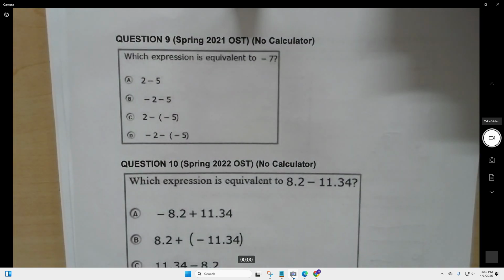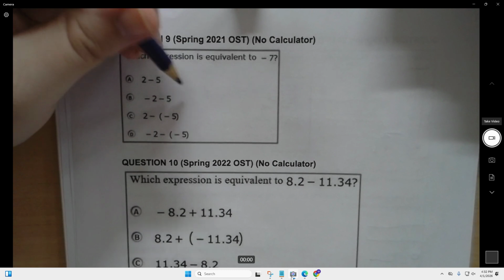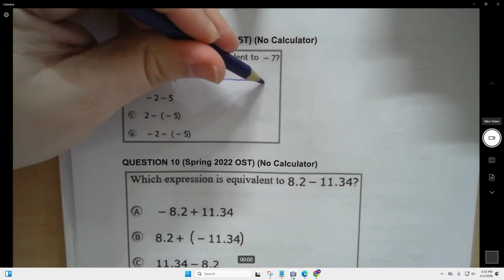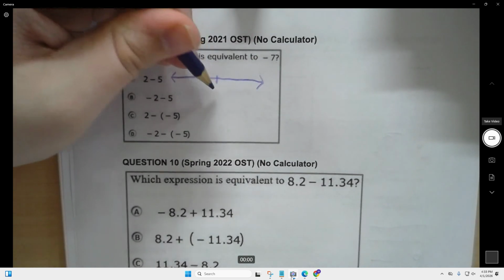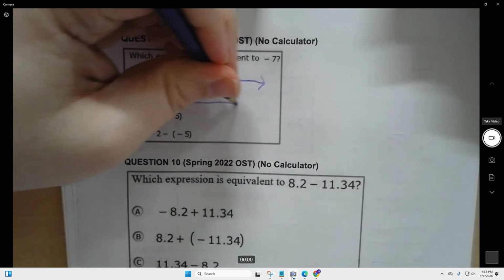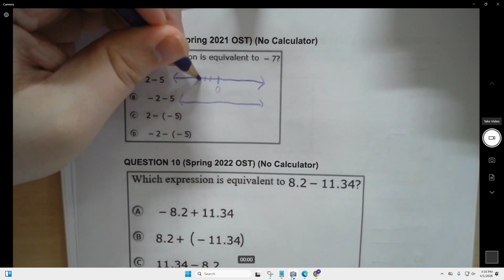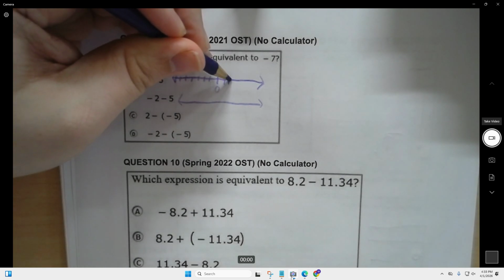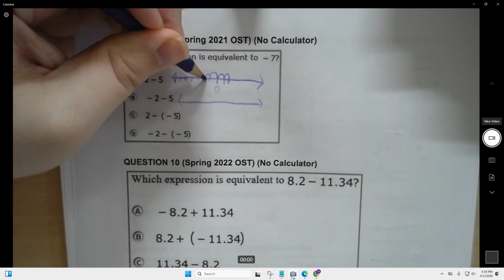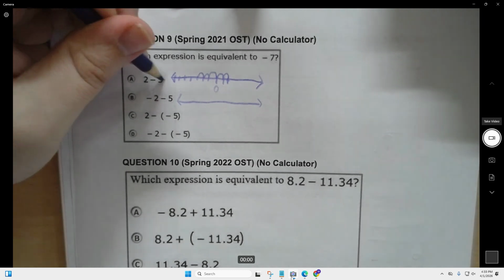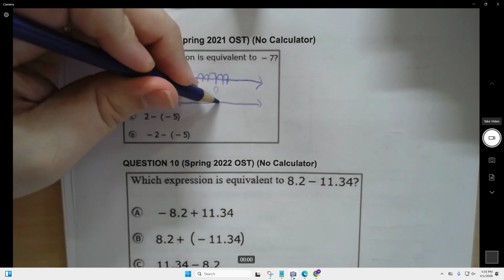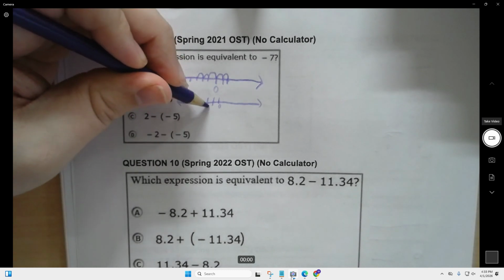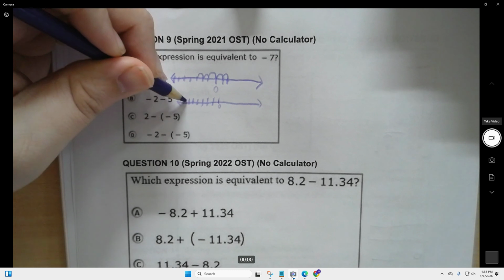We have a lot of questions in this section. Question 9. Which expression is equivalent to negative 7? Let's think about it. 2 minus 5. A way you could do this, you could draw number lines starting at 0. Make some hashes. 4, 5, 6, 7. So start at 2. Go left. 1, 2, 3, 4, 5. Are you at negative 7? No. So it's not that.